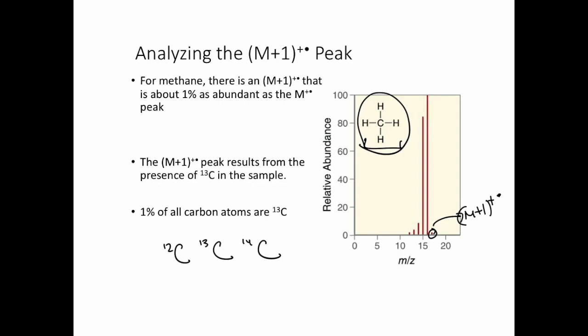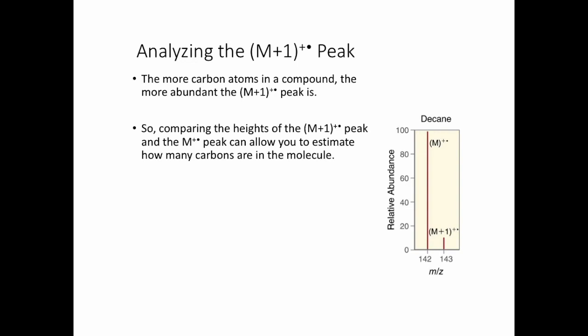Now, if you increase the number of carbons in your molecule, there's more chances that those carbons could be carbon 13 atoms versus carbon 12 atoms. And this is just a result of statistics. So as the number of carbons increase, the relative abundance of that M+1 peak will also increase. And we can use that to our advantage because we can compare the height of the molecular ion peak and the M+1 peak to determine how many carbons are in the molecule, which will help us figure out the formula. And we're going to do some exercises in class on this.